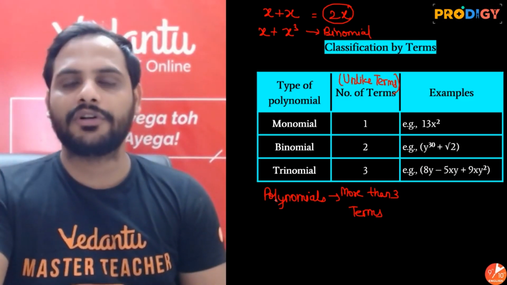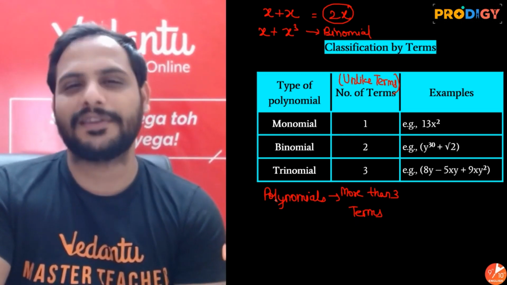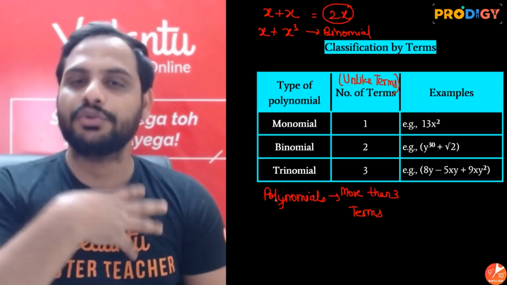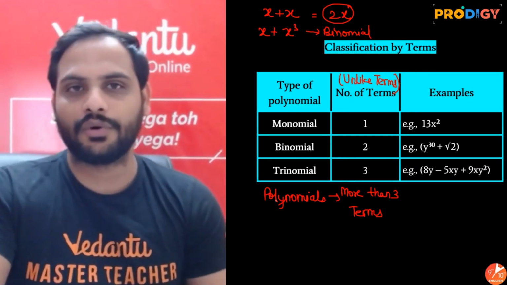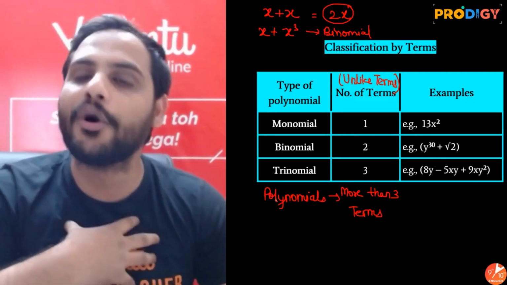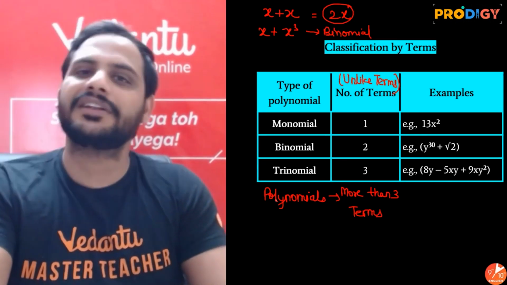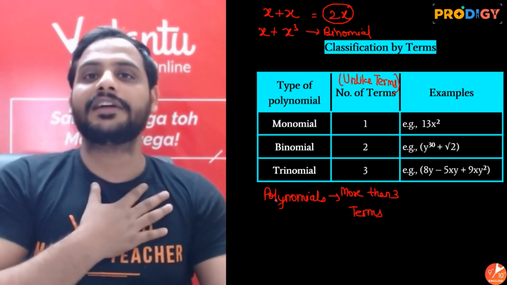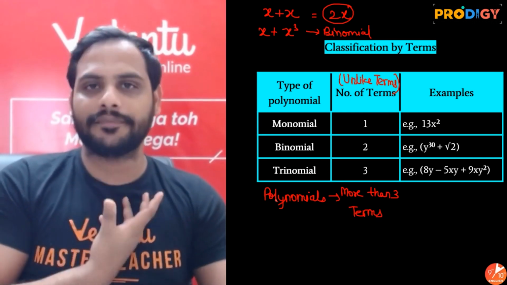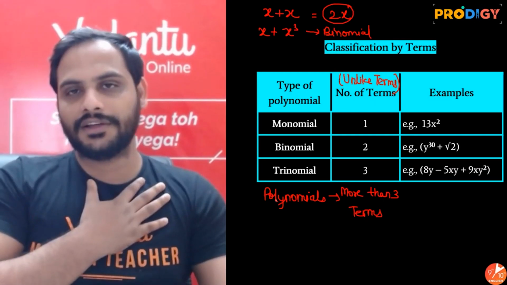But if there are 4 terms or 5 terms or 6 terms, in that case we don't have any special name. Suppose you know me. If I'm going on the road and you see me, you'll call me, hi Gopal sir, because you know my name. So for monomial, binomial, trinomial, I have given them their names, so I can call them by name. But it does not mean that I am not a boy. I am a boy as well. I am a male also.